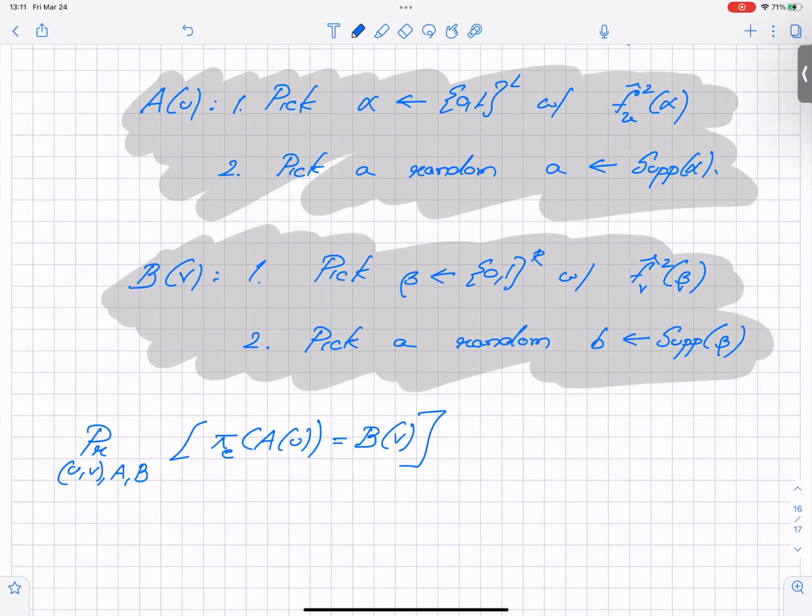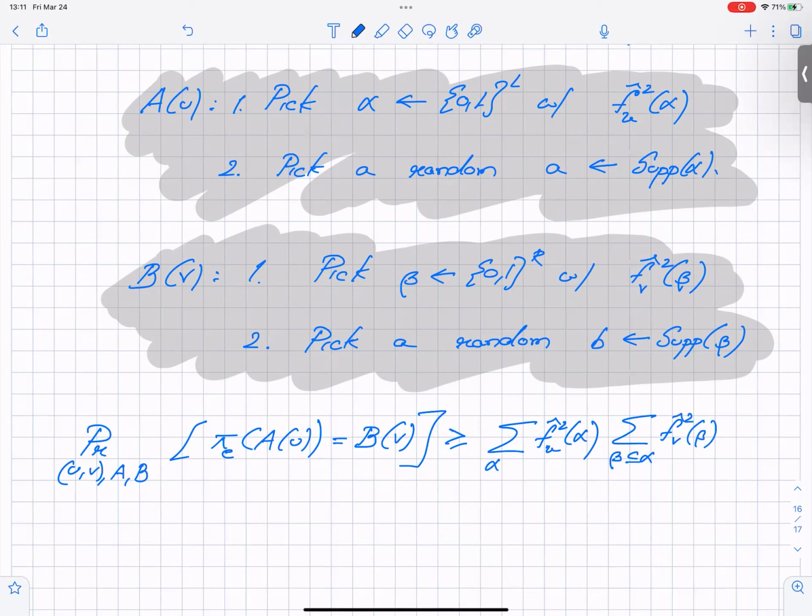I want to say this is at least... I don't want to arithmetize it. I want to just say, overall alpha, how do I want to pick this? I pick an alpha, and I pick that alpha as f hat squared u of alpha. Then I pick a beta such that beta is fully contained in alpha, so f hat squared v of beta.